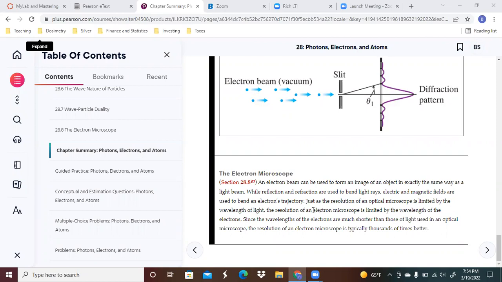Just as the resolution of an optical microscope is limited by the wavelength of light, the resolution of an electron microscope is limited by the wavelength of the electrons. Since the wavelengths of the electrons are much shorter than those of light, the resolution of an electron microscope is typically thousands of times better.